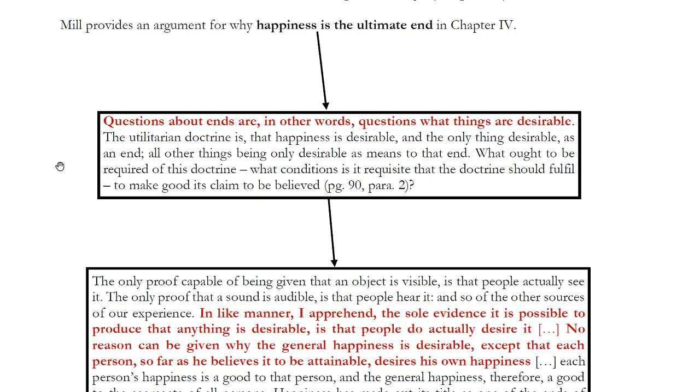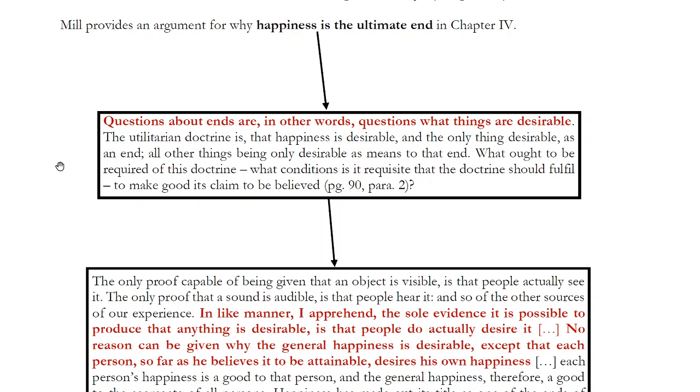And he draws a comparison here to other sorts of analogous experiences. So he says, consider the following example. The only proof capable of being given that an object is visible is that people actually see it.